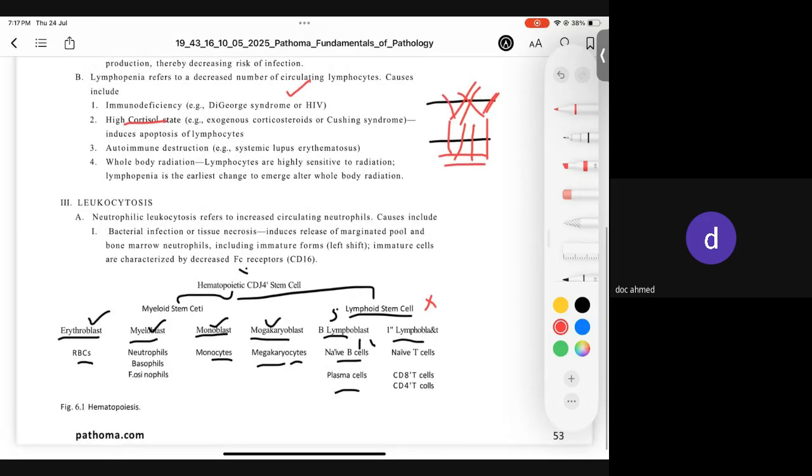Okay, then we have leukocytosis. What do we mean by leukocytosis? Whenever the neutrophil count or the white blood cell count increases in the blood. When do we have increased white blood cells? Whenever we have an infection, not a severe infection, right? A normal kind of infection. So we know that the white blood cell count would increase in order to fight off that infection, right?